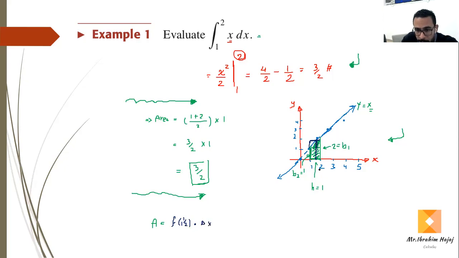What's delta x? Which is 2 minus 1. Delta x represents the base of this rectangle. And we know that area of rectangle is equal to base times height here. So the base is represented by delta x and the height is represented by the value of f of 1.5. f of 1.5 is equal to, I'm substituting in the function itself, because the function is x, so substituting 1.5 for x is 1.5, meaning 3 over 2, or I can write it as 1.5, and delta x is 1 and also it's 3 over 2.